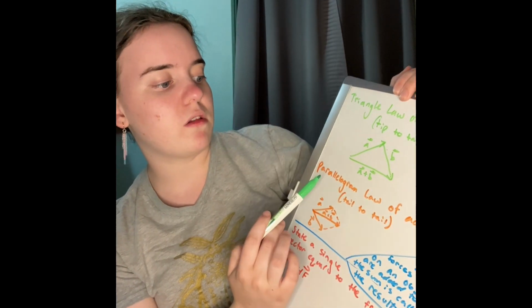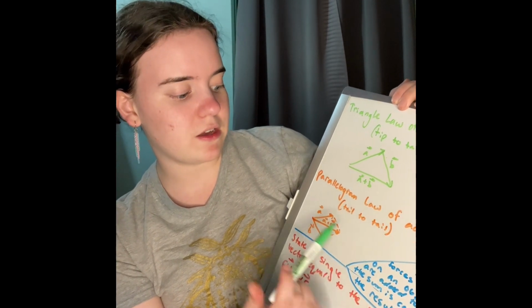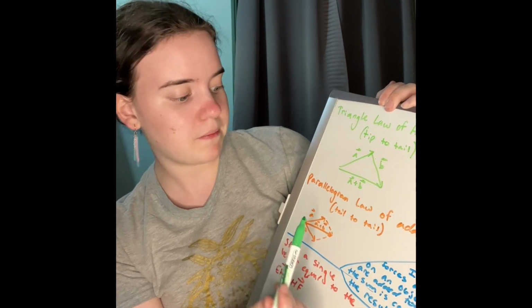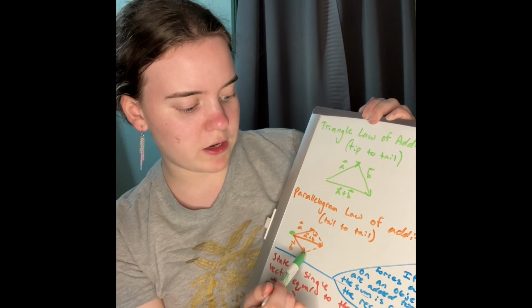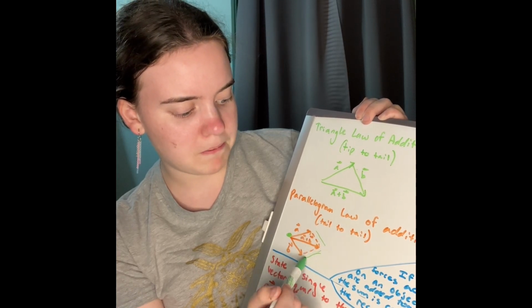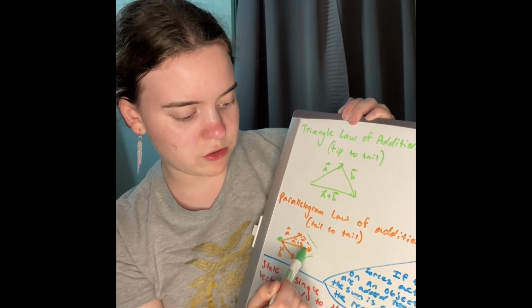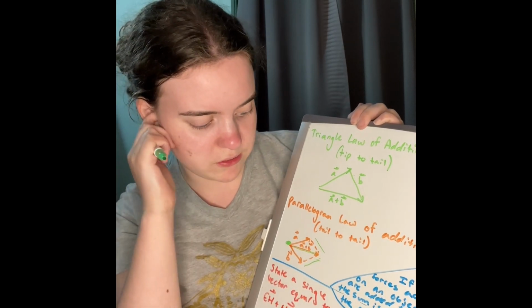And then the parallelogram law of addition is tail to tail, so they have the same origin point. So they're going out like that. And then you kind of draw it as a parallelogram. And going straight down, the horizontal center will be the resultant.